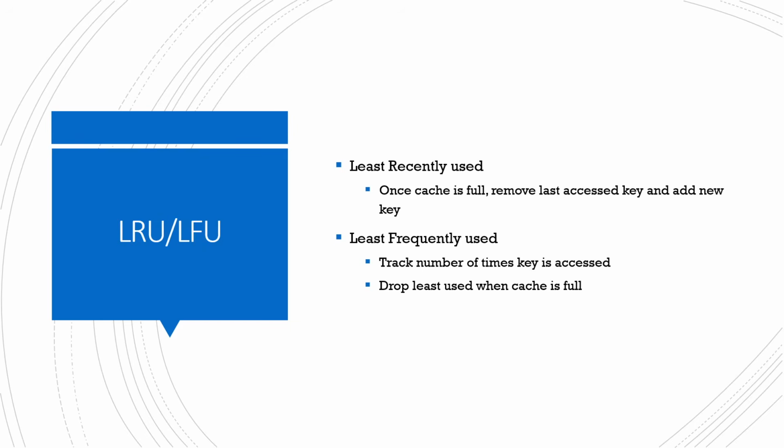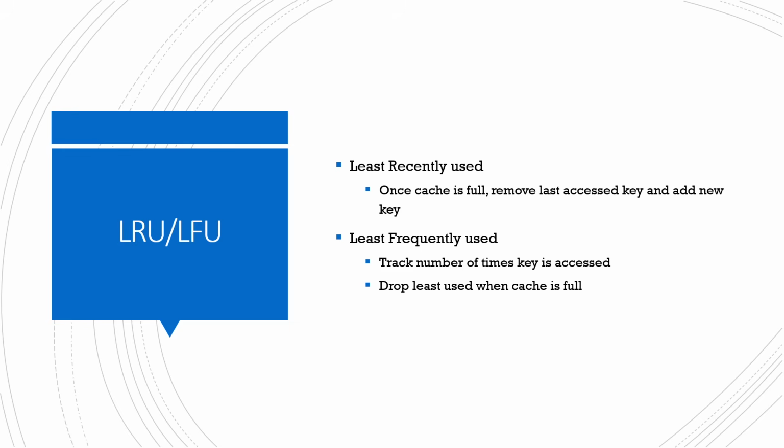So LRU and LFU are two other strategies. These have less to do with preventing stale data and more to do with trying to keep our most requested data in our cache. Least recently used: once our cache is full, we can't obviously add any more keys, so we have to choose what we get rid of. With this strategy, whatever was last accessed the longest ago, we get rid of that, because it's not being as frequently requested, so it's less risky for us to drop it.